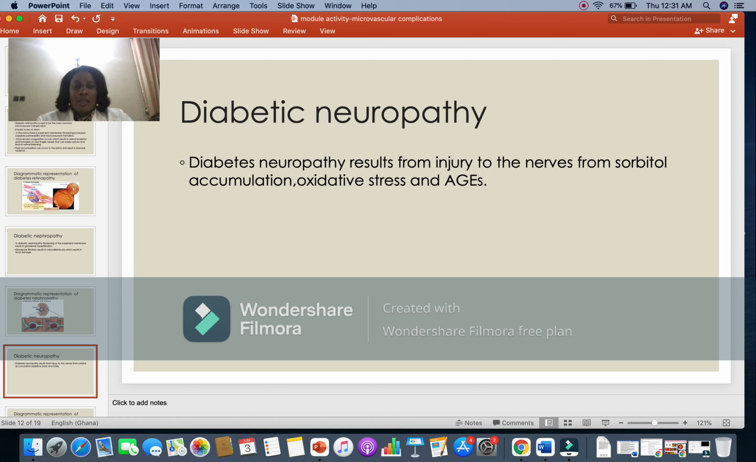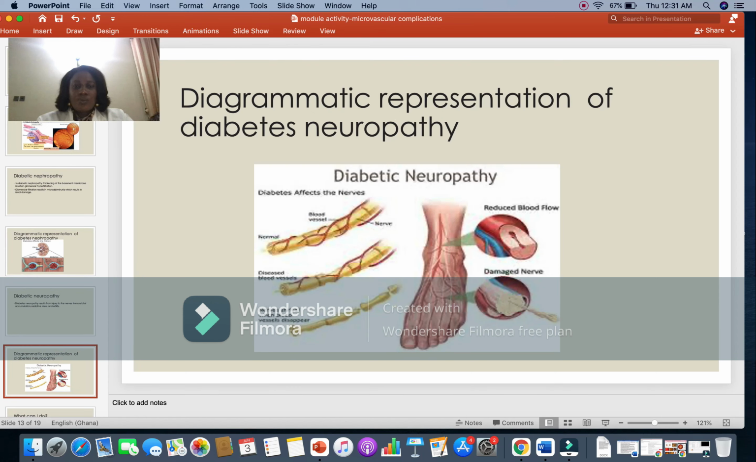Diabetic neuropathy also results from injury to the nerves from sorbitol accumulation, oxidative stress, and advanced glycosylated end products in the event of elevated blood glucose. This is shown in the diagram below. The diseased nerve becomes very active. There is numbness, there's pain, there's pins and needles. That is shown as some of the symptoms of diabetic neuropathy as a result of hyperglycemia.